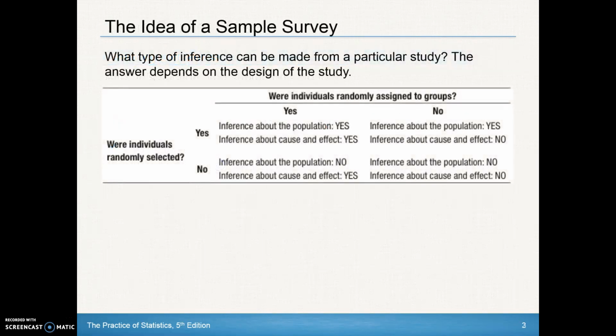So this is a really good chart that you'll refer back to on occasion, to help you answer the question, what type of inference can be made from a particular study? Well, it depends on the design of the study. All right. So, first thing we always do, in some cases, our individuals are randomly selected from the population. If they were volunteers, it'd be a no. If we were blocking, that'd be a no as well, more than likely.